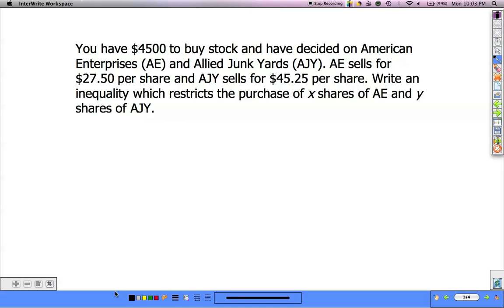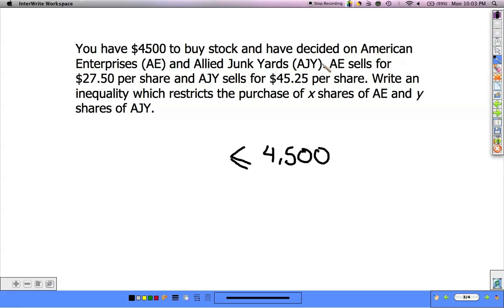Okay, so you have $4,500 to buy stock. So you can spend up to $4,500, which means you can spend less than $4,500, but at most you have $4,500. So that's going to be, again, less than or equal to $4,500 is what you can spend. Just want to write that down.